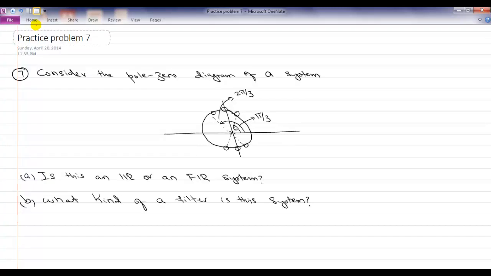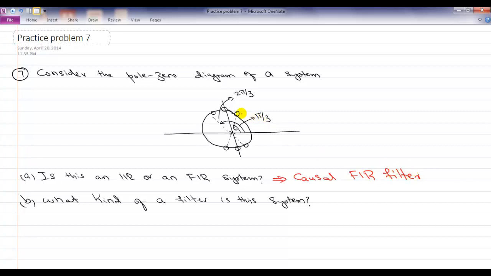Before we run out of time, I want to just discuss problem 7 first before I go to problem 6, because problem 7 is a really simple problem. You are given this pole zero diagram. You have a sixth order pole at 0, and you have these 6 zeros. The first question that is asked is, is this an IIR or an FIR system? And we already had this discussion. So this has no poles other than at z equal to 0. So this is actually a causal FIR filter.